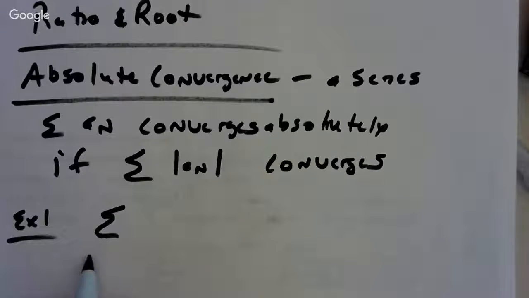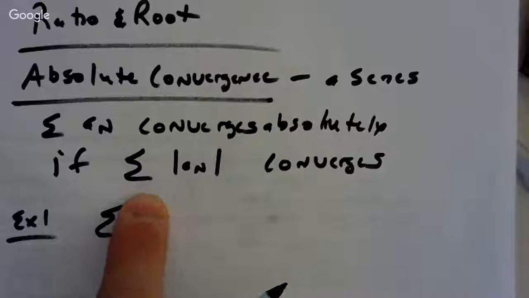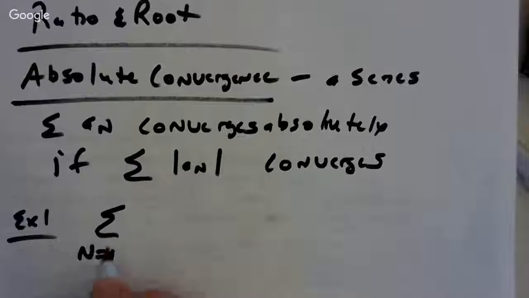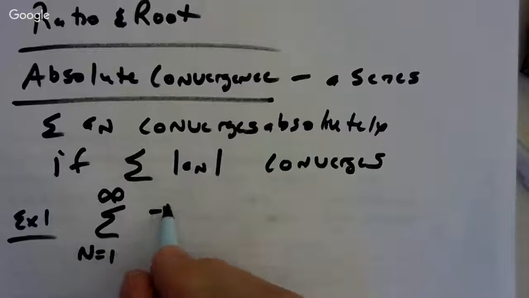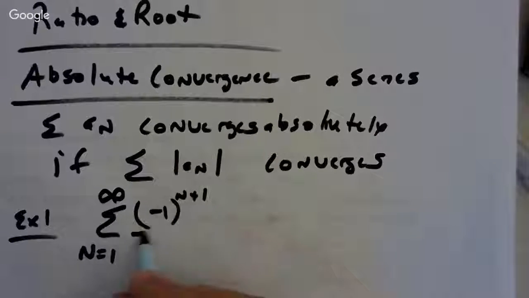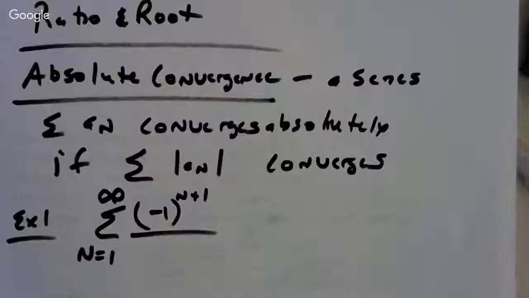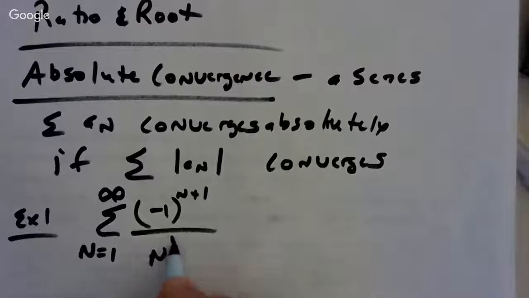Let's start at 1. Now, notice these, do they have any sort of starting point? No. So it doesn't matter if it starts at 0, 1, 7, 15. So let's start from n equal to 1 to infinity, and let's go (-1) to the power of n plus 1 over, let's make it an easy one, n to the 4th power.